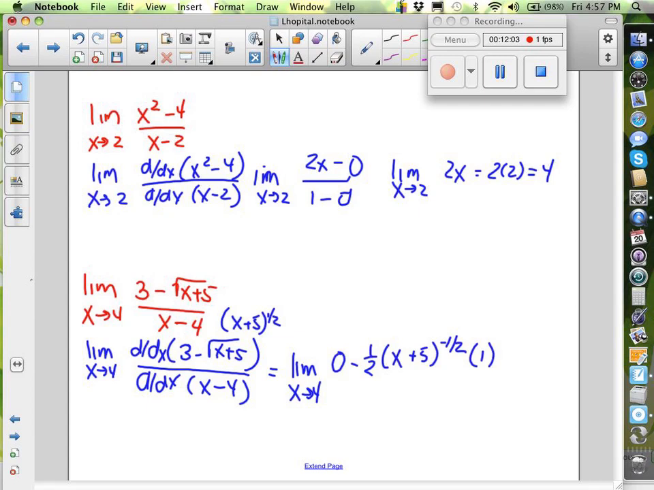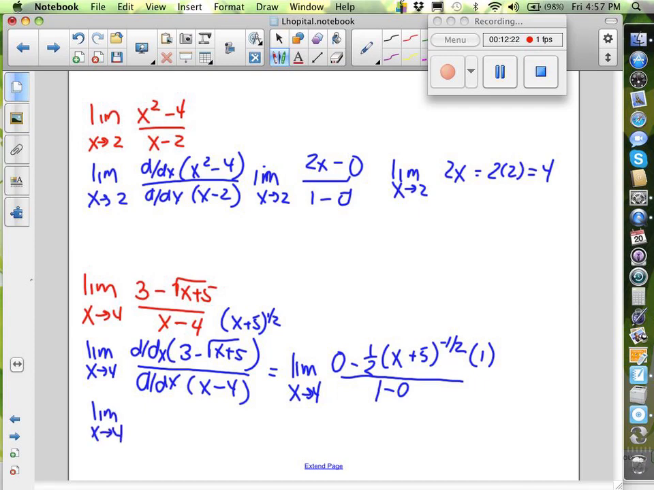Times the derivative of x plus 5. Derivative of x plus 5 is just 1. Derivative of x is 1. In the denominator there, we would have the derivative of x minus 4. Derivative of x is 1. And the derivative of negative 4 is just 0. So let's just make that look a little nicer there.